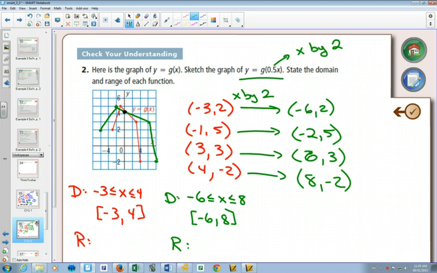Same thing with the range. Our original range, smallest y value is negative 2. Our largest y value goes up to 5. Interval notation would be negative 2 to 5. Does anything change in our range? No. What are we doing? We're multiplying our x values by 2.